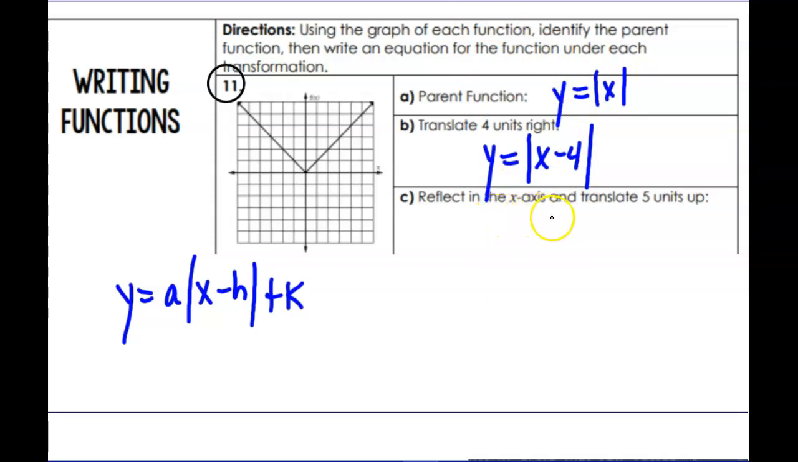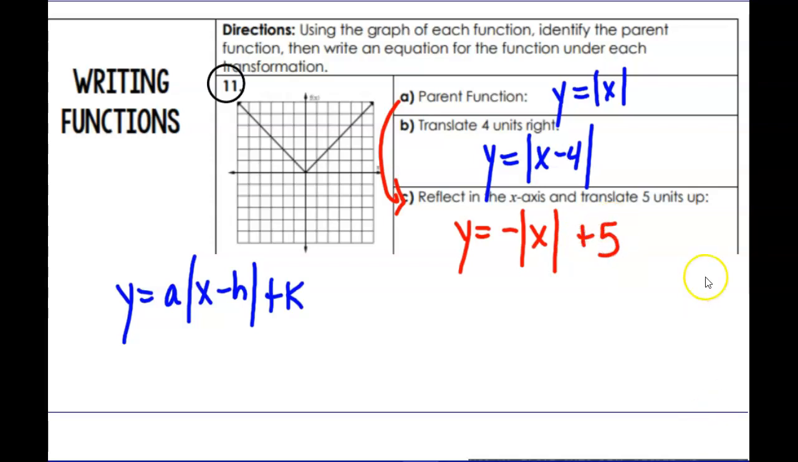Reflect over the x-axis and translate up 5. We're going back to the parent function. At first, I thought they wanted us to keep moving on adding to it, and I got really confused. We're just going back, doing a part C off of A here, okay? If we reflect it upside down, where does that go? Negative outside, and then translate it 5 up, plus 5 on the back, okay?